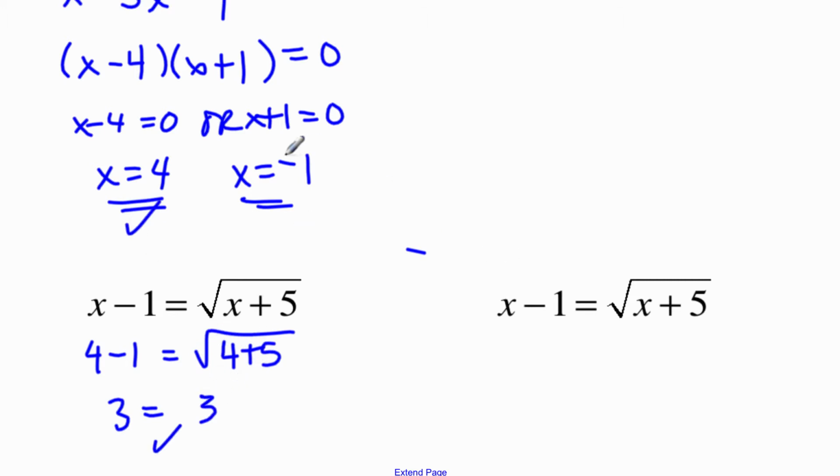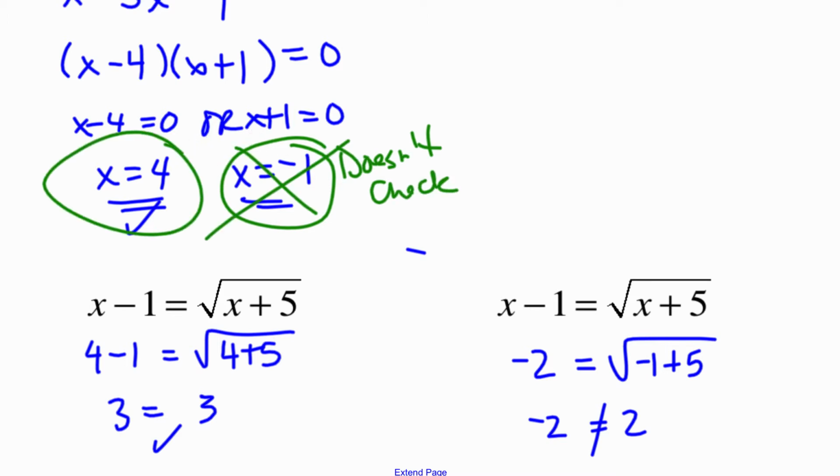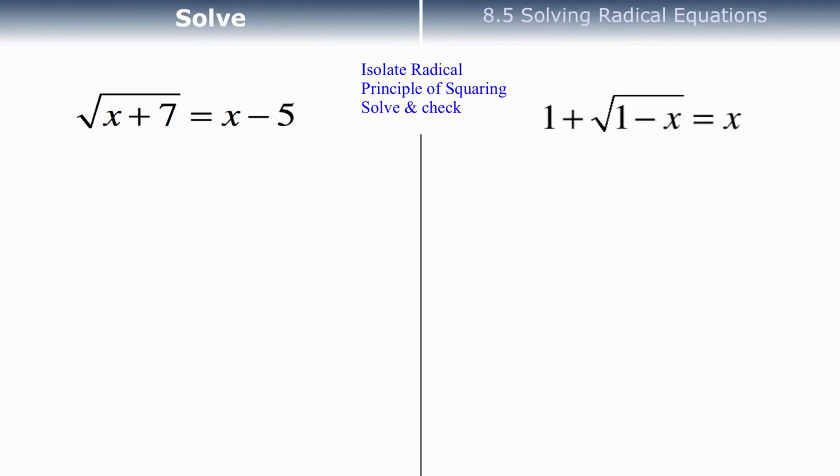This one's good. Okay, negative 1. So here I have negative 1 minus 1 is a negative 2 equals square root of negative 1 plus 5. Negative 1 plus 5 is 4. Square root of 4 is 2. Uh-oh. This side's a negative 2. Those aren't the same. Therefore, this answer doesn't check. So it's not an answer. I wouldn't include it in my answers. Only that one is the correct answer. Okay, yes, finally found one that doesn't check.